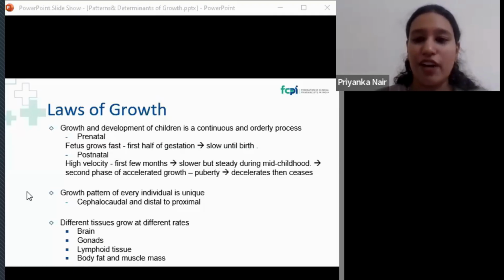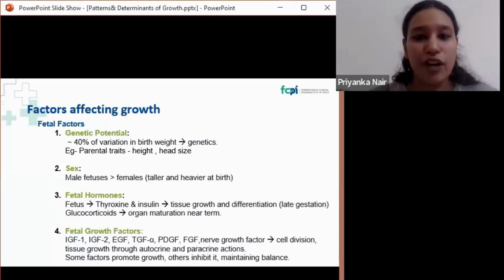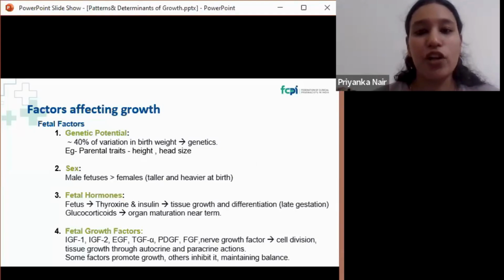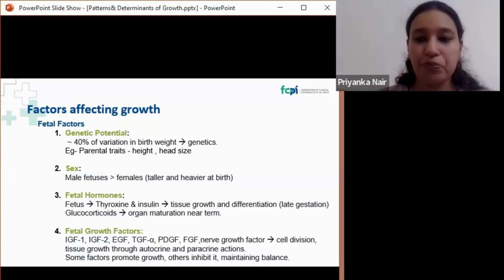Now, let's see what are these factors. Okay, so the first category of factors are fetal factors. In fetal factors, we have first of all genetic potential depending upon the parental traits. That is 40% of variation in birth weight is because of genetics. Whatever we are inheriting from our parents, it is seen in the birth weight, like in birth weight, head size, and height. And secondly, we have seen that male fetuses are generally taller and heavier at birth.